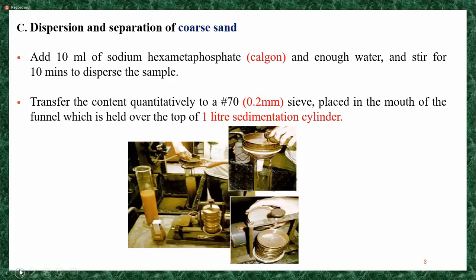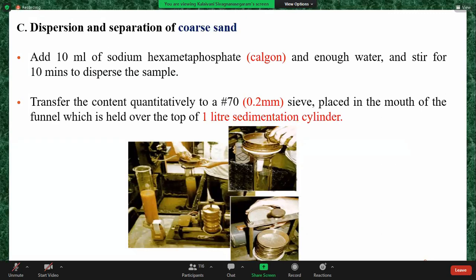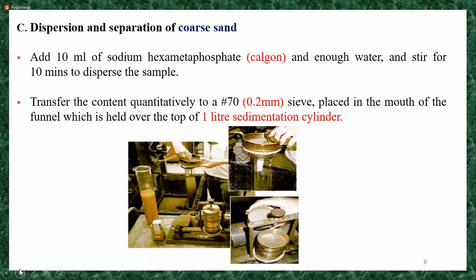Okay, so this is the actual procedure we are going to use to determine the sand, salt percentage, right? For this one, we are going to use sodium hexametaphosphate. Okay, so we can call it as Calgon. This is a dispersion agent. Using this one, we can disperse the sample. You have to remember this name, sodium hexametaphosphate.